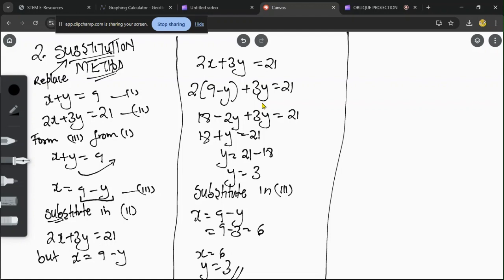The method number 3 is called the graphical method.